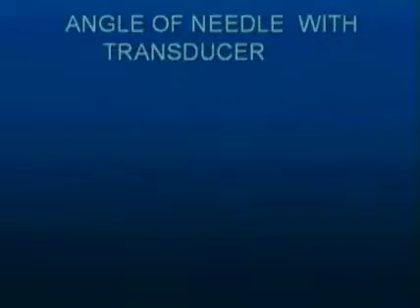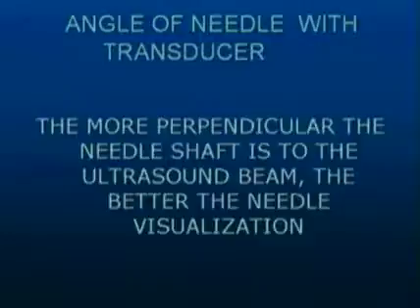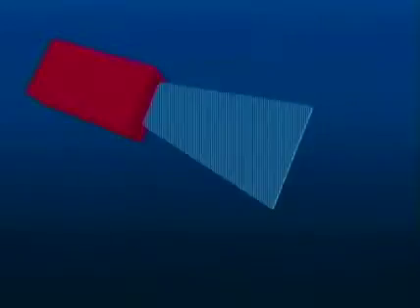Another thing is to look at the angle of the needle with the transducer. The more perpendicular the needle shaft is to the ultrasound beam, the better the needle visualization. Such as in this example, this would be ideal. We could potentially see the entire shaft. This, on the other hand, would not be as ideal, and we may not identify the entire shaft. We may identify the tip only.